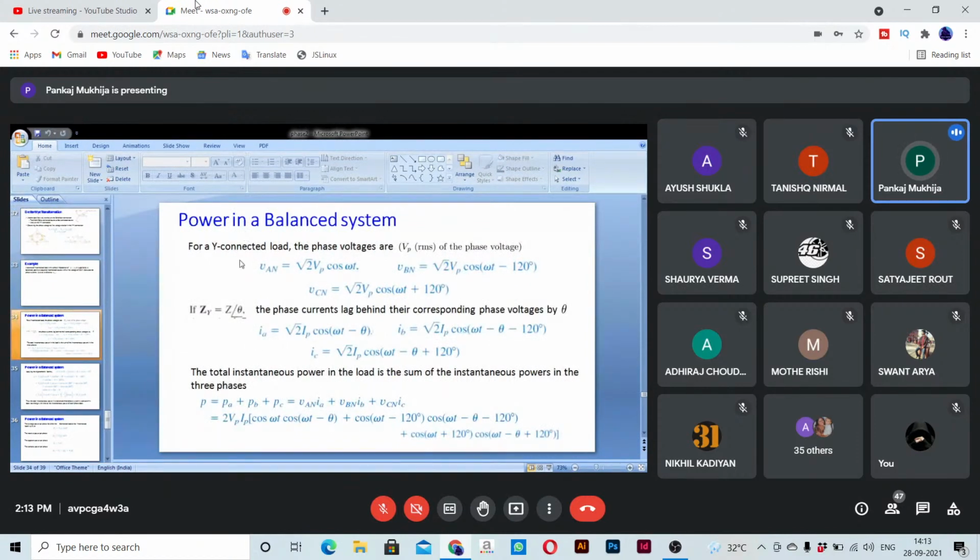So power in this case, for a Y connected load, we had already seen these were our phase voltages. So these are our phase voltages for a Y connected load, VAN, VBN, VCN. We've already seen this when we started our discussion in the last lecture. We just suppressed this omega. Let me ask you, how are we able to suppress omega? Because we simply write VP angle 0 degree or VP angle minus 120 degree or VP angle minus 240 degree. What was the reason? How are we able to suppress omega?